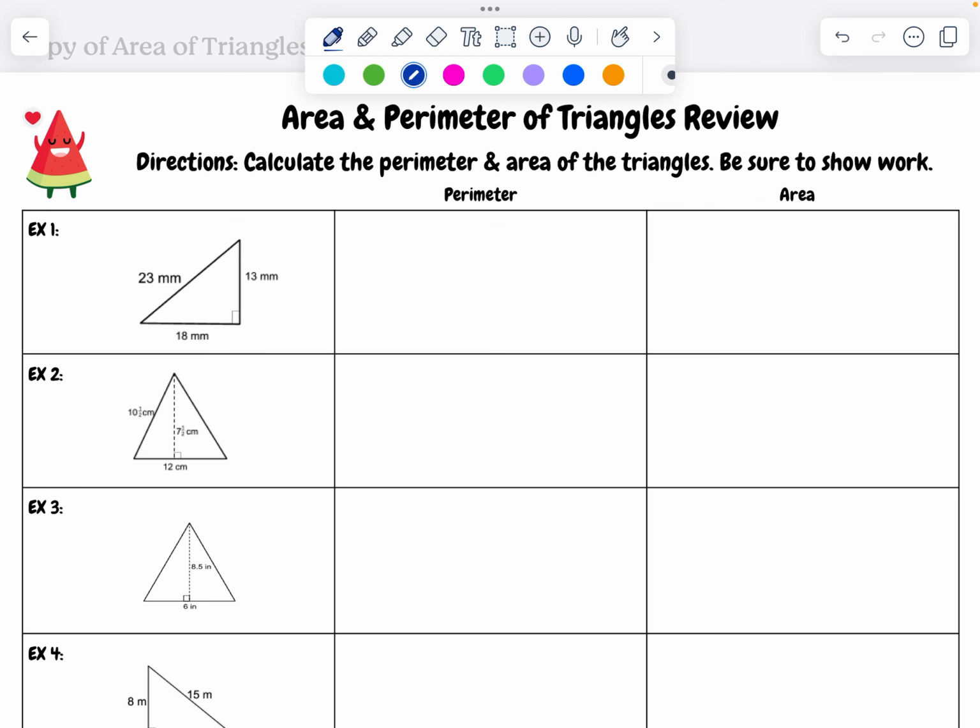Okay, today we're going to review how to find the area and perimeter of triangles. This is to help you get ready for tomorrow's lesson.